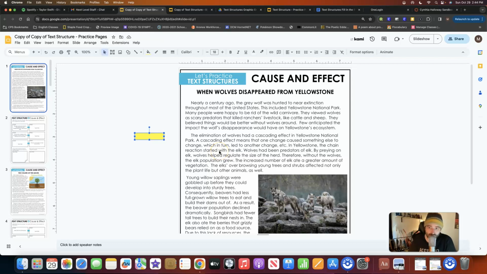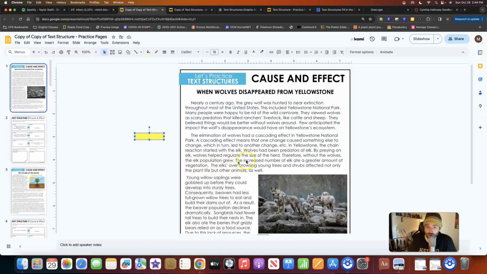All of these are going to be effects, right? So the first effect in Yellowstone, the chain reaction started with the elk. Wolves had been predators of elk, which are just large deer. There's more to elk than that, but picture a large deer. By preying on elk, wolves helped regulate the size of the herd. Therefore, without the wolves, the elk population grew.